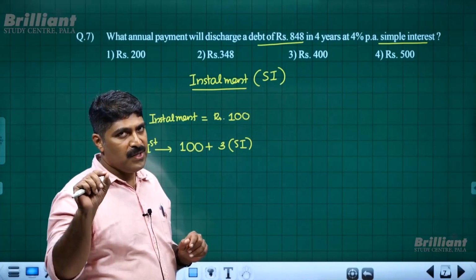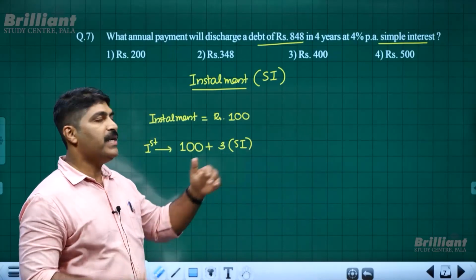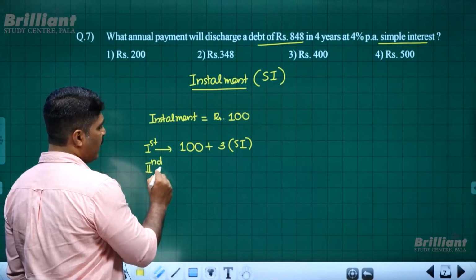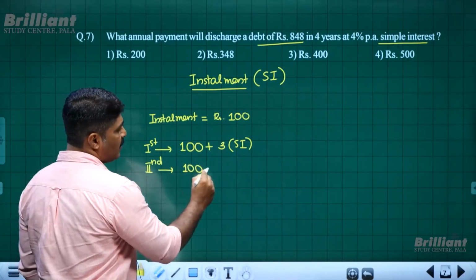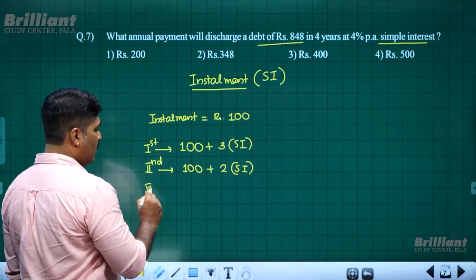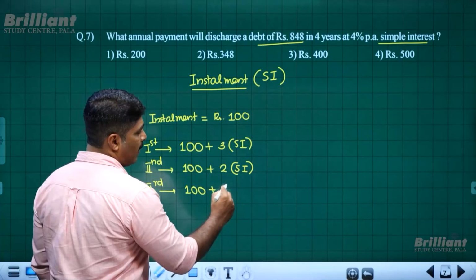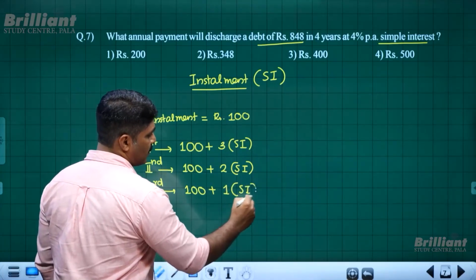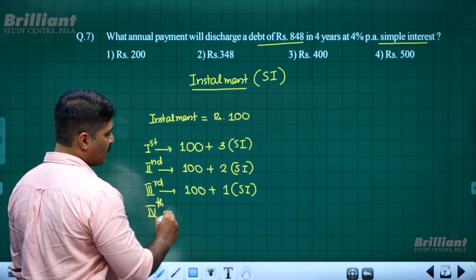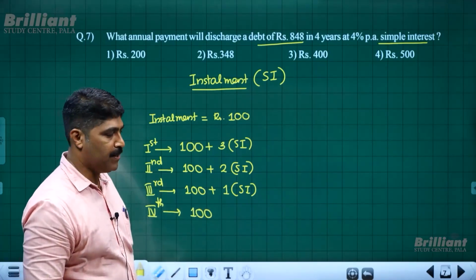So your first installment of rupees 100, its effective value will become 100 plus 3 years of simple interest. Your second installment of the same 100 becomes 100 plus the remaining 2 years of simple interest. Your third installment of rupees 100 effectively becomes 100 plus 1 year of simple interest. And your fourth and last installment is simply 100 only, because there is no exemption of simple interest.